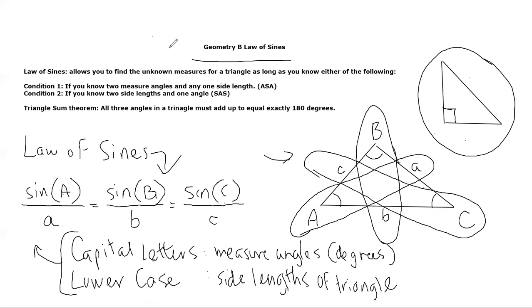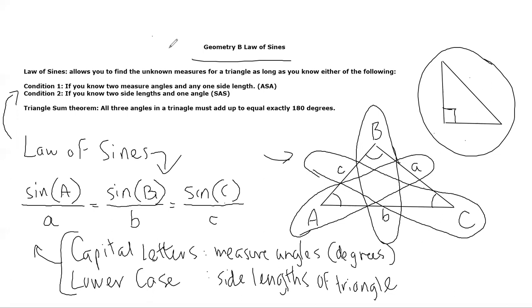Because now you know what we use the law of sines for. We use it to find missing sides for triangles that are not 90 degrees, right? And let's go back to these conditions now that we know a little bit about what it is. Notice what it says. Law of sines allows you to find the unknown measures of a triangle so long as you know either of the following. That means if you have at least two of the angles in that triangle and at least one of the side lengths, you can figure out the other three pieces of information just using that information.